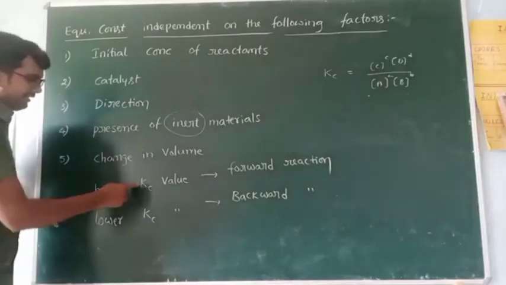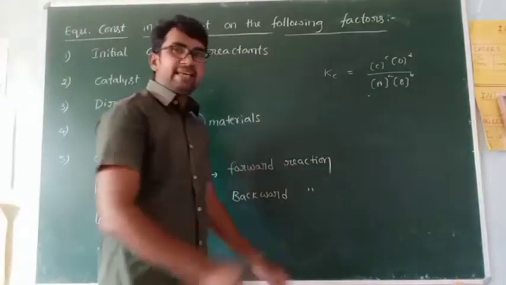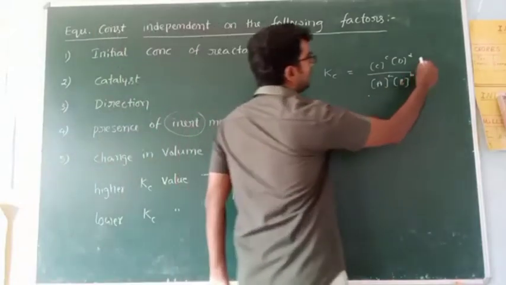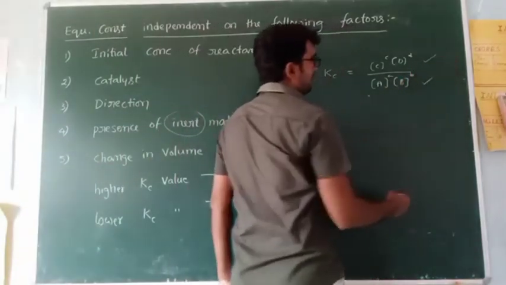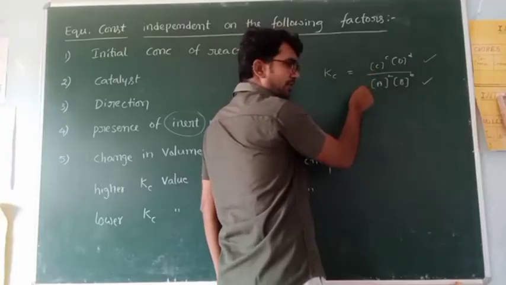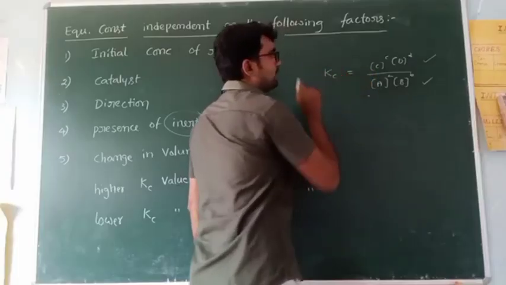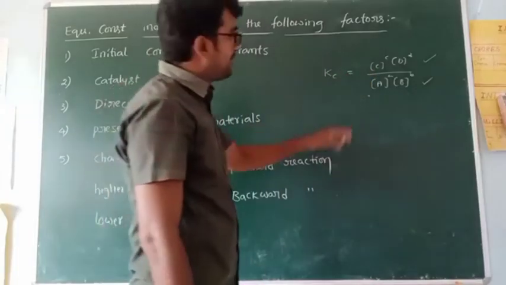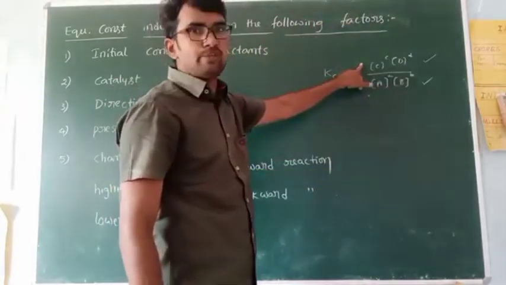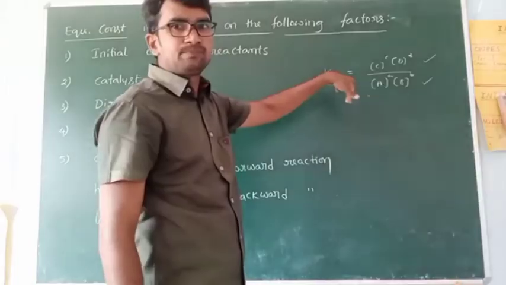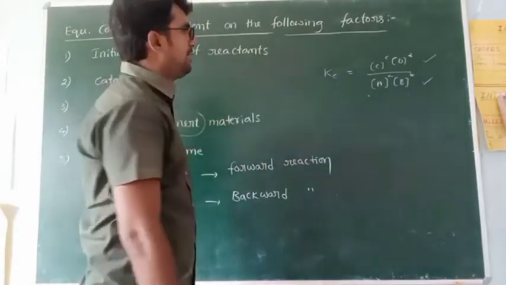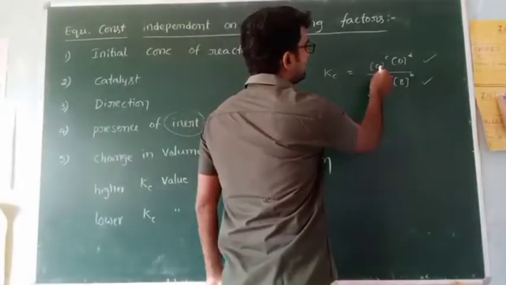Next one, Kc value. Generally, when the Kc value is higher, when the Kc value is lower. This is the numerator part. This is the denominator part. If the numerator part is more than the denominator part, then the Kc value is more. If the denominator value is more when compared with the numerator value, it indicates the lower Kc value. Okay, right. Numerator value is more means this is the production.